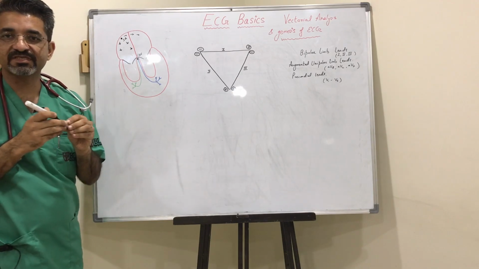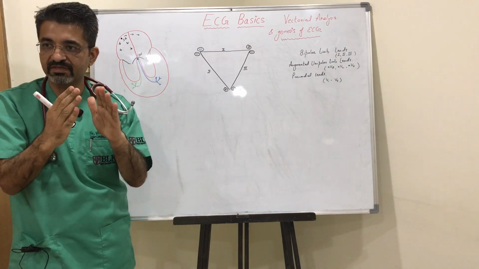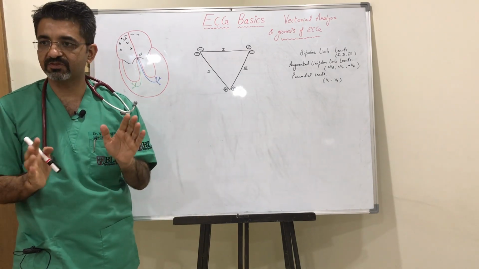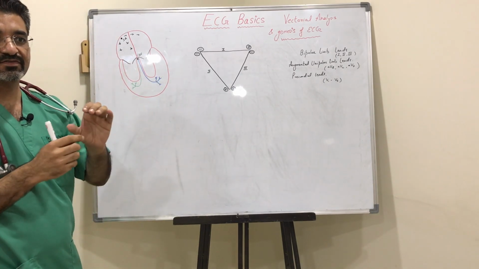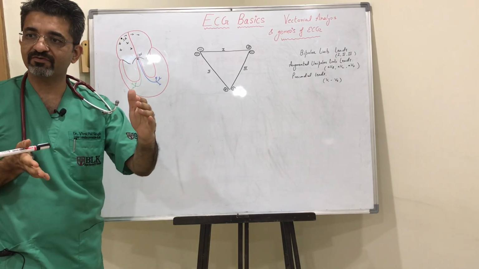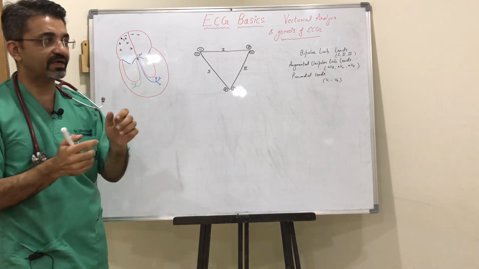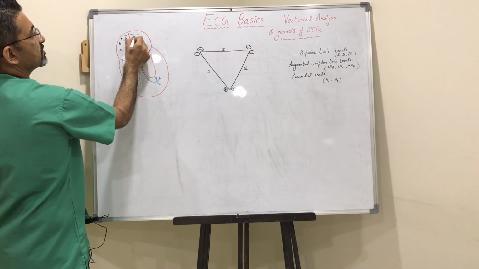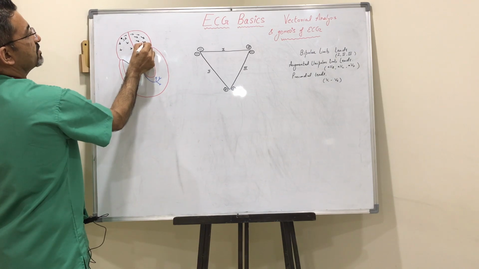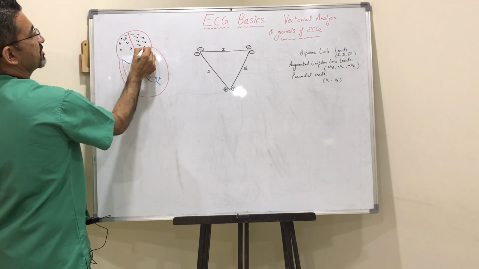Now what are vectors basically? Vectors are nothing but force with a direction. Force with a direction in 3-dimensional space is known as a vector. If the force is more, the vector is strong. It can be depicted as a long vector or a thick vector. So there are cells which will form individual vectors, right? So this is a wave of depolarization which is being spread.